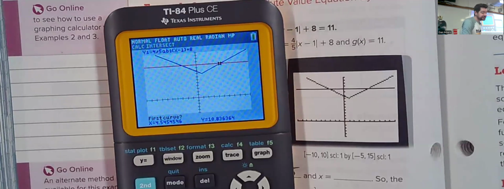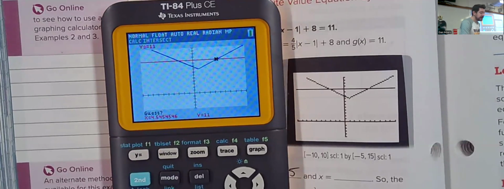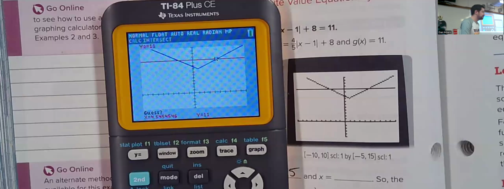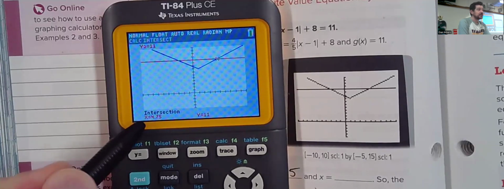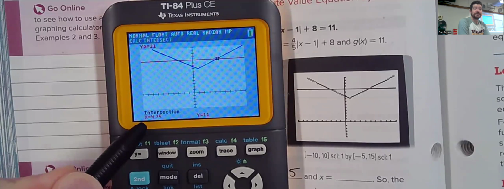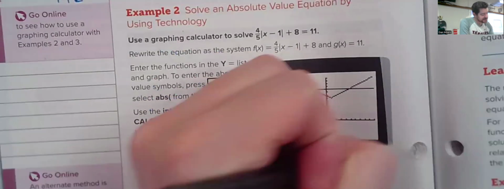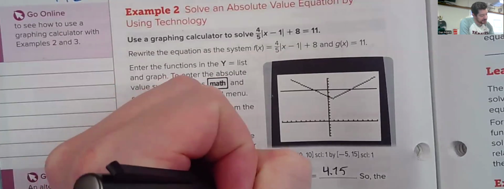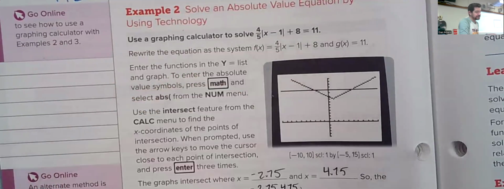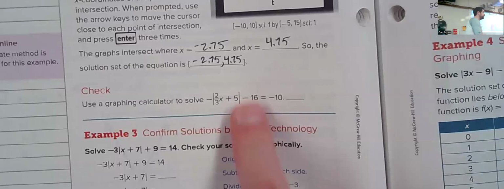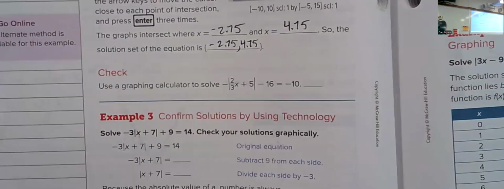So you hit enter, and then hit enter again, and then hit enter again. So enter 3 times, and your book actually says that. Hit enter 3 times. And then the other one is at +4.75, and we're only looking for the x value here. So 4.75. What's that? All right, I'll come help you. So 4.75. So the set would be -2.75, 4.75. All right. Once we have that one, I want you to try this next one down here on your own. Do the check step on your own.